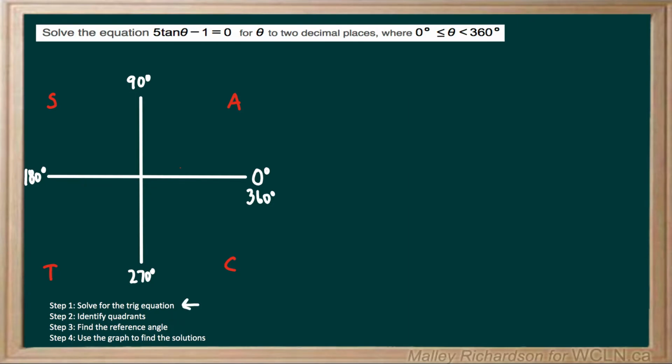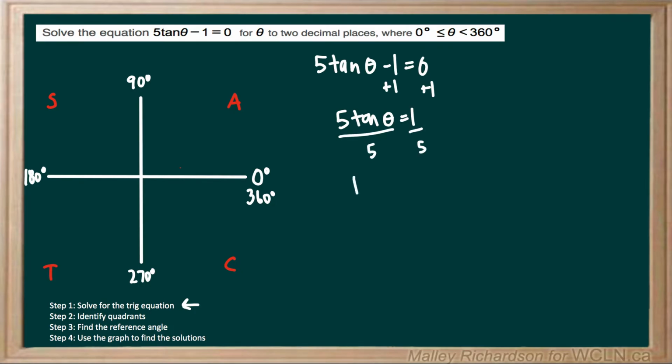trig equation. In the question, we're given our equation of 5 tan theta minus 1 equals 0, but we want to isolate for tan theta. So we add 1 to both sides, and we have 5 tan theta equals 1, and then we divide both sides by 5, and we're left with tan theta equals 1 over 5.